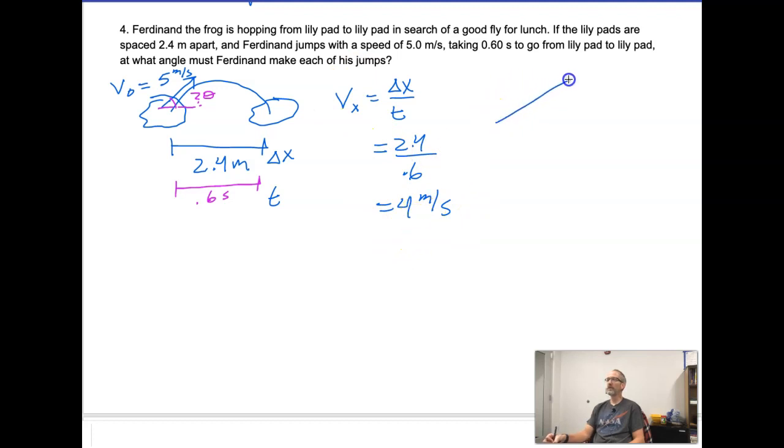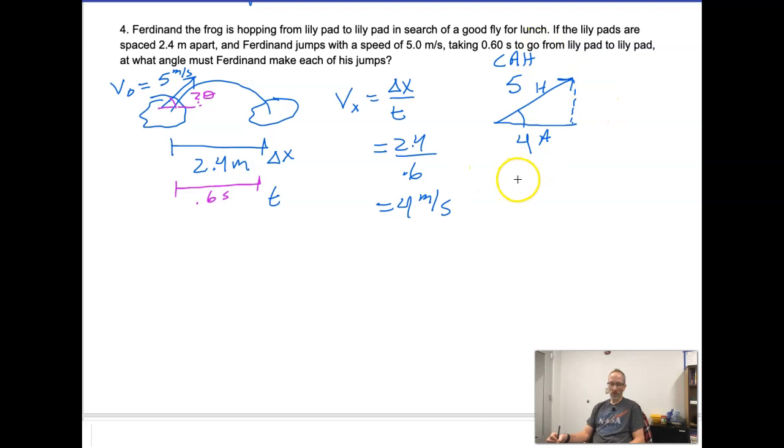Let's draw a triangle. I've got two sides of this triangle. I have this side, which we said was 5 meters per second. And now I have the velocity in the x, which is 4 meters per second. I want to know what the angle right here is. So this is the hypotenuse, this is the adjacent. I'm going to use cosine, because cosine is CAH. And so now I can solve.